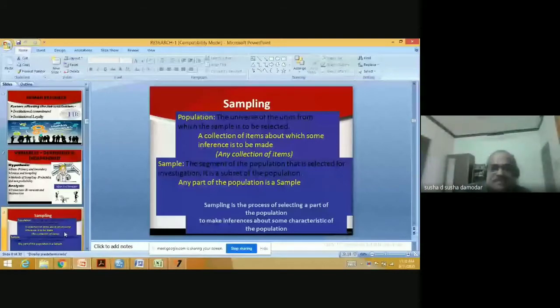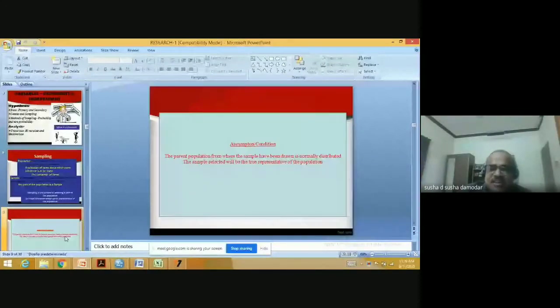So basically what we do in sampling is ensure that the sample selected will be the true representative of the population. That is the condition. At the same time, there is another assumption or condition: the parent population from where the sample has been drawn is normally distributed.